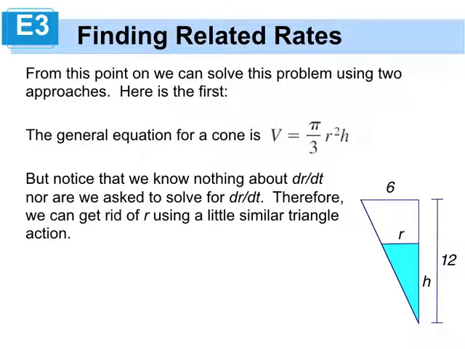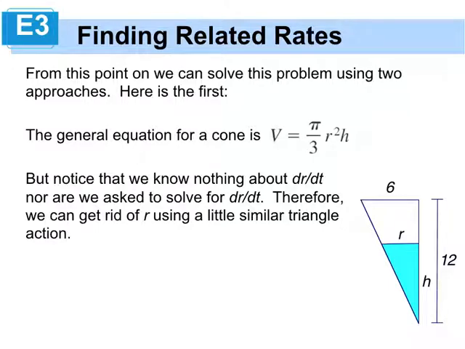And I'm sure if you remember from geometry, we would set up something like the height of the water over the height of the cone equals the radius of the water over the radius of the cone. Or, the height of the cone over the radius of the cone is equal to the height of the water over the radius of the water. You have a couple different ways to set it up, whatever works for you.